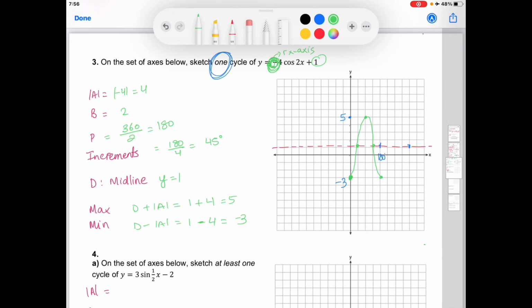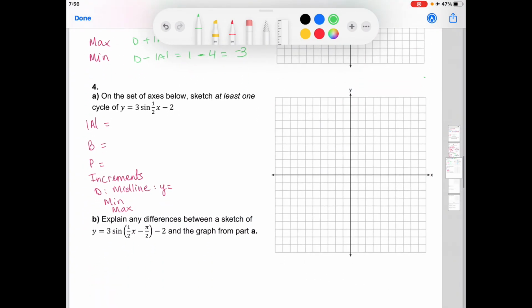Okay. So the next one, it says on the set of axes below, sketch at least one cycle of this equation. So it's 3 is what? Your A, your amplitude, absolute value of 3, which is just 3. Your B is half, means what? You have half a cycle in 360 degrees. So 1/2. Period is what?